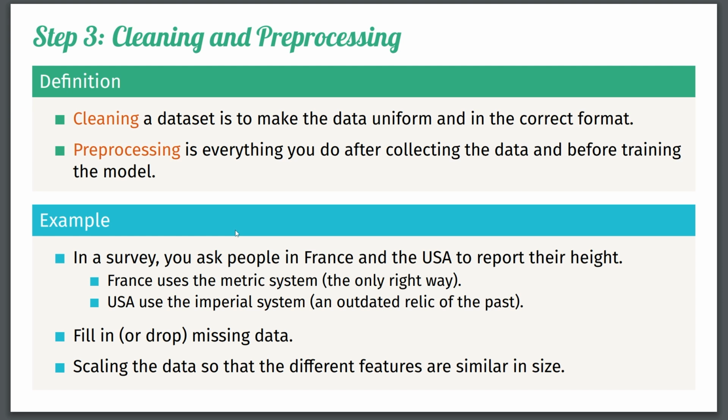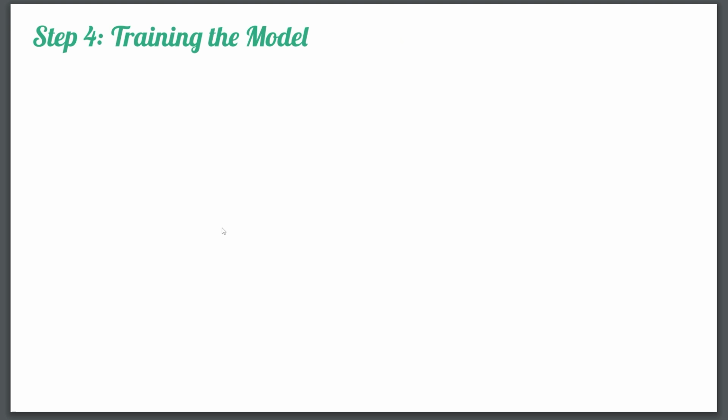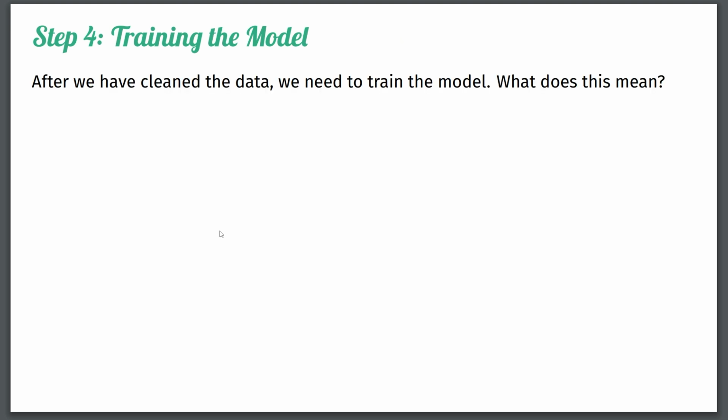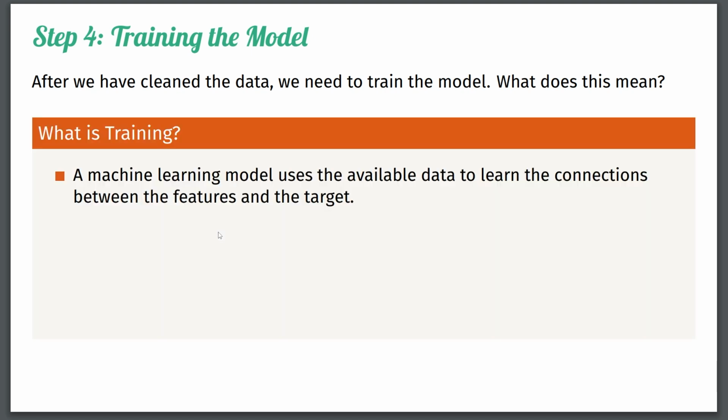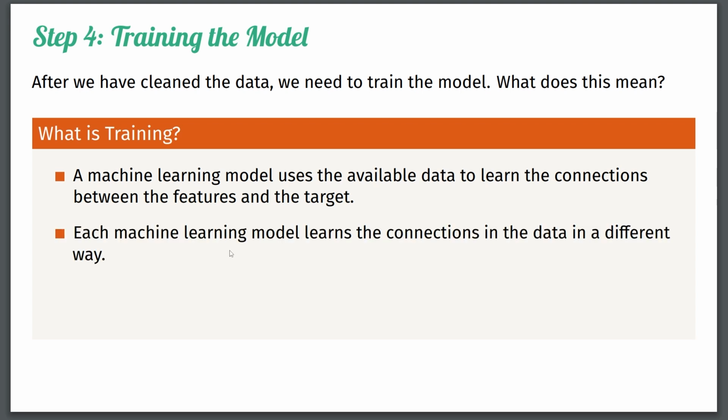We'll do this a bit in the course, but of course the main focus of this course is in steps 4 and 5, which is training machine learning models and testing them. After we've cleaned the data, we need to train the model. But what does training really mean? A machine learning model uses all the available data to learn essentially the connections between the features, the things we've measured, and the targets, the thing we want to find out. Each machine learning model will learn the connections in the data in different ways.